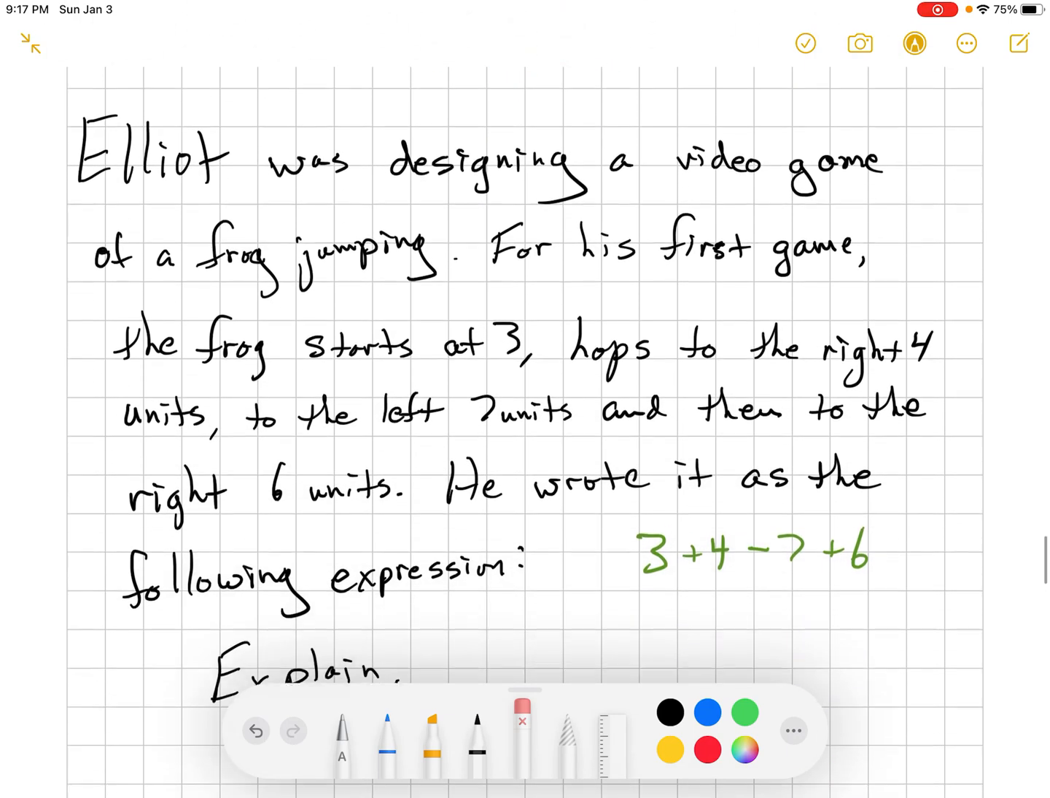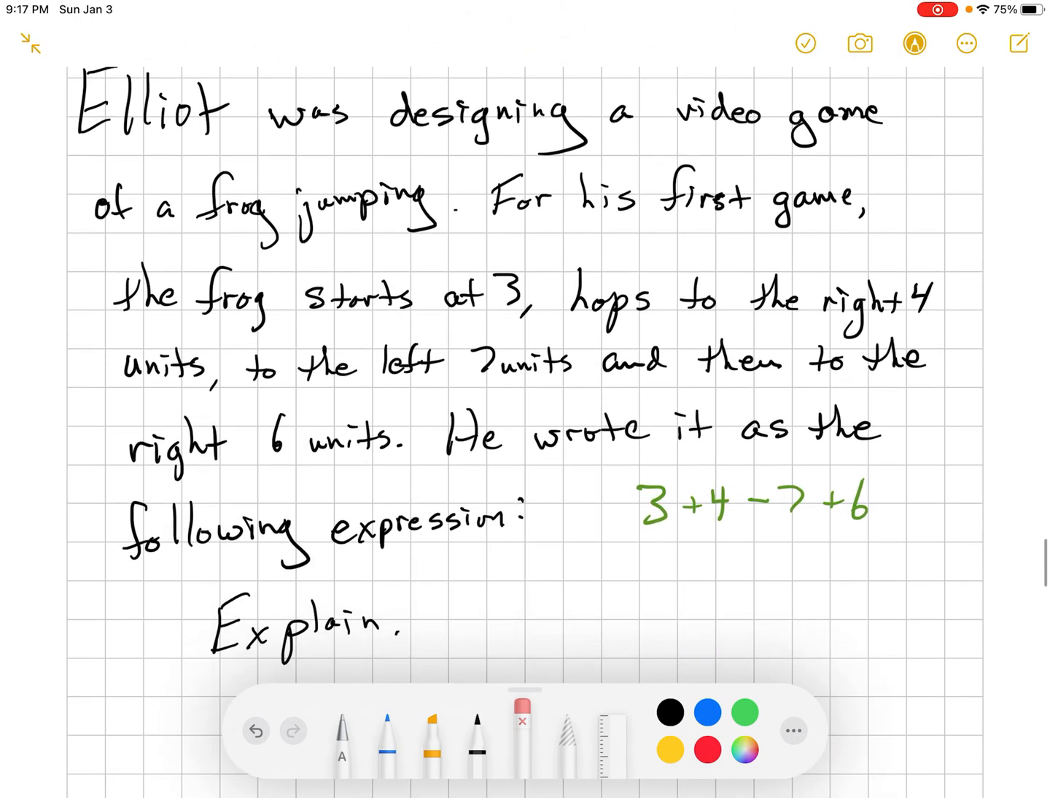All right, Elliot was designing a video game of a frog jumping. For his first game, the frog starts at 3, hops to the right 4 units, and to the left 7 units, and then to the right 6 units. He wrote it as the following expression: 3 plus 4 minus 7 plus 6. Explain.